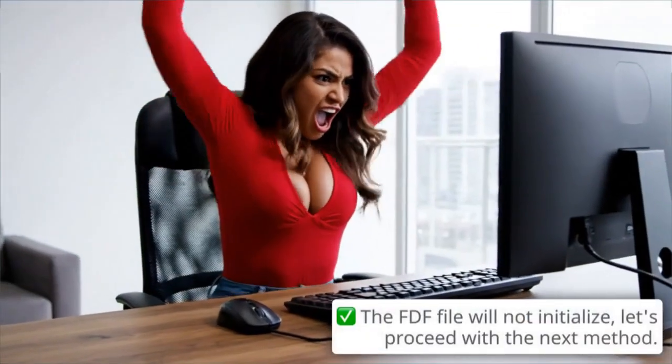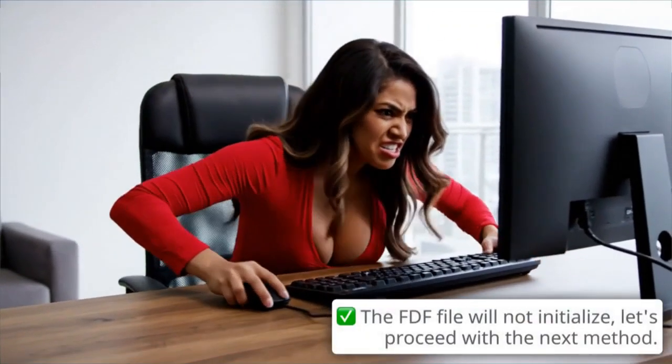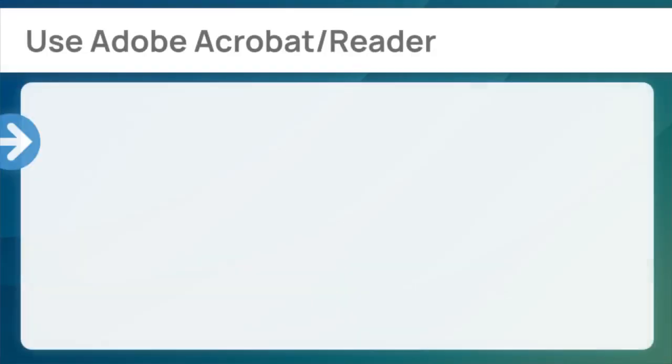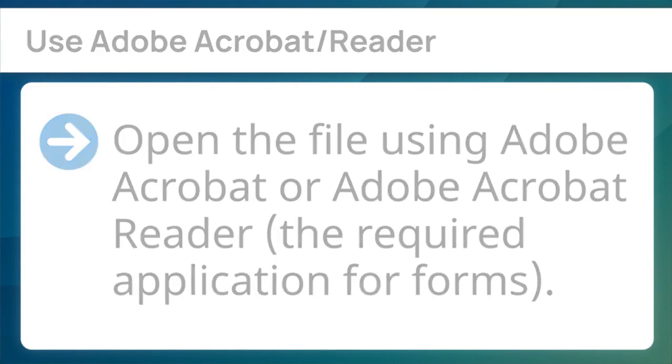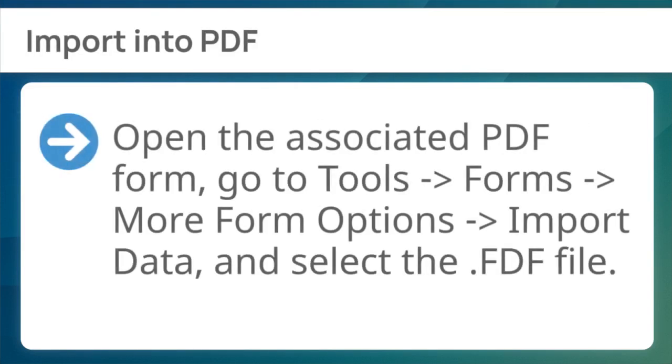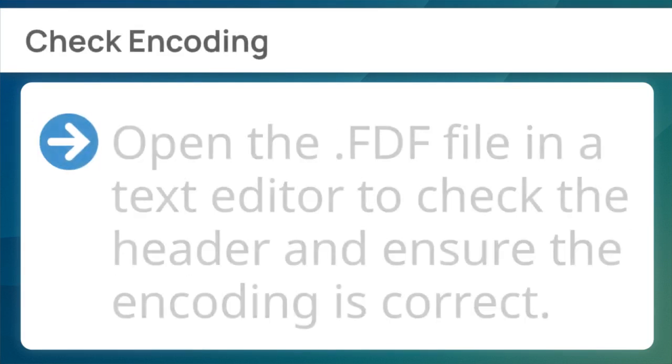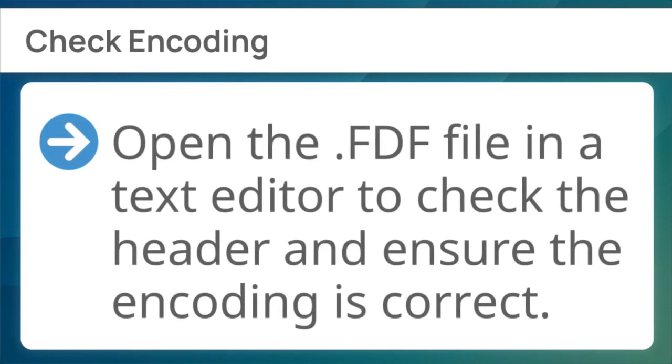We are going to perform 3 quick tests targeting the most common failure points. First, use Adobe Acrobat Reader. Open the file using Adobe Acrobat or Adobe Acrobat Reader, the required application for forms. Next, import into PDF. Open the associated PDF form, go to Tools, Forms, More Form Options, Import Data, and select the FDF file. Finally, check encoding. Open the FDF file in a text editor to check the header and ensure the encoding is correct.